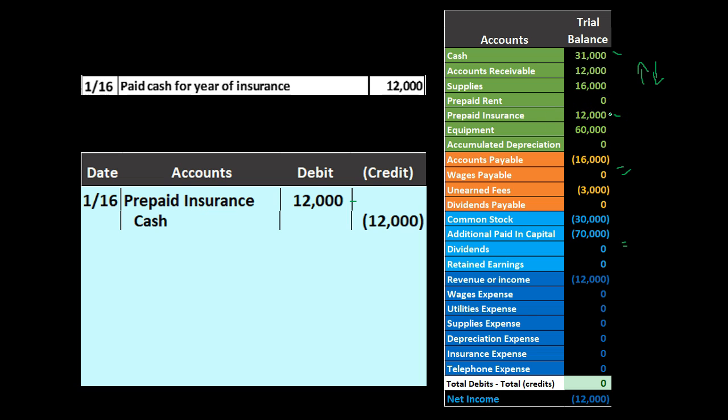Why don't we have it as an expense, or when are we going to expense it? As we consume it, as we use it. When are we going to be able to know when that happens? When we do the adjusting entries at the end of the month. We'll think about, okay, how much of the insurance have we actually consumed? How much of the policy has actually expired? And how much usage of this 12,000 have we received? Then we'll reduce this, and we will record the expense as we consume the insurance over time.